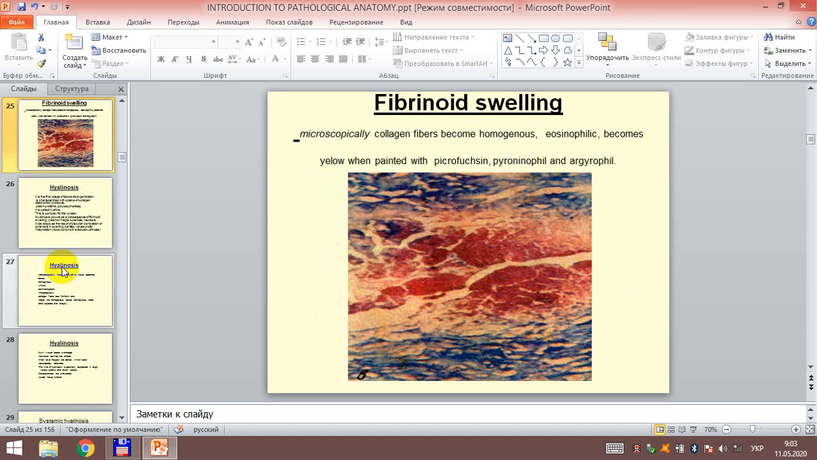In this picture, you can see microscopic signs of fibrinoid swelling. Collagen fibers become homogeneous and eosinophilic, become yellow when stained with picrofuchsin, and are pyroninophilic and argyrophilic.